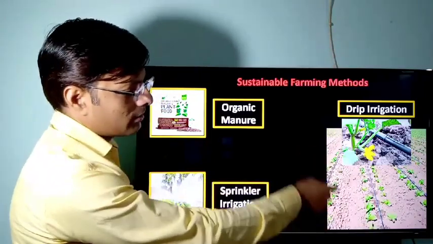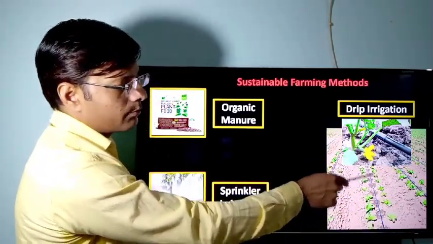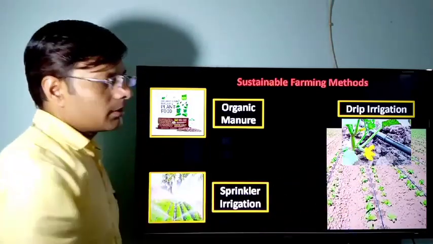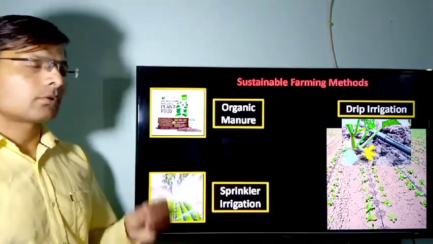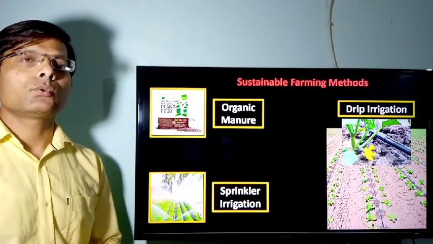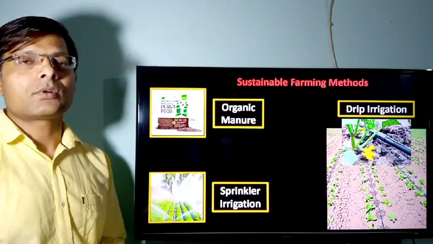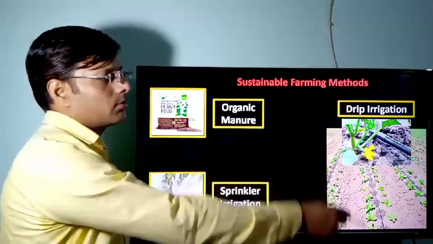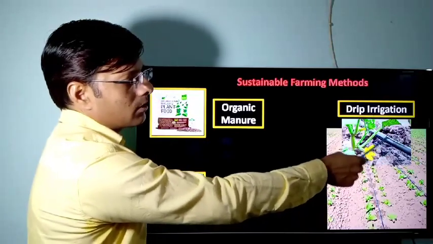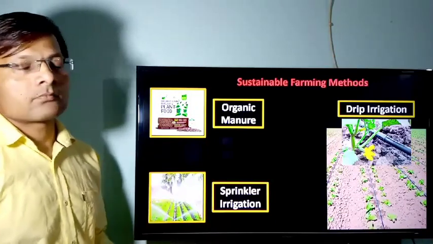You can see the channels of pipeline given here, and in between there are some pores from which water drops out continuously. So it gives water only to that particular place where it is required. This is the benefit of drip irrigation. We are not wasting water, we are not flooding the land, and very little water is required, which we can supply to our field. In this picture you can see a drop of water is given to the plant and it is growing well.